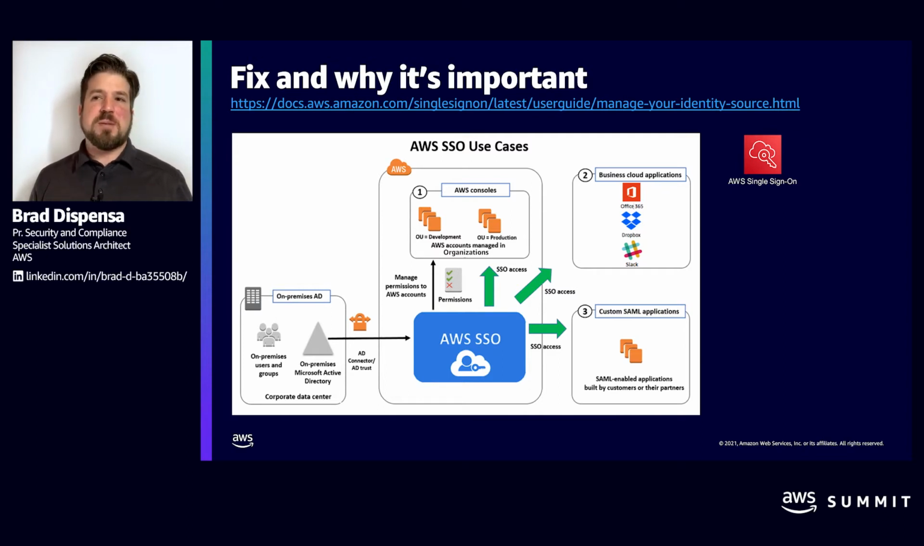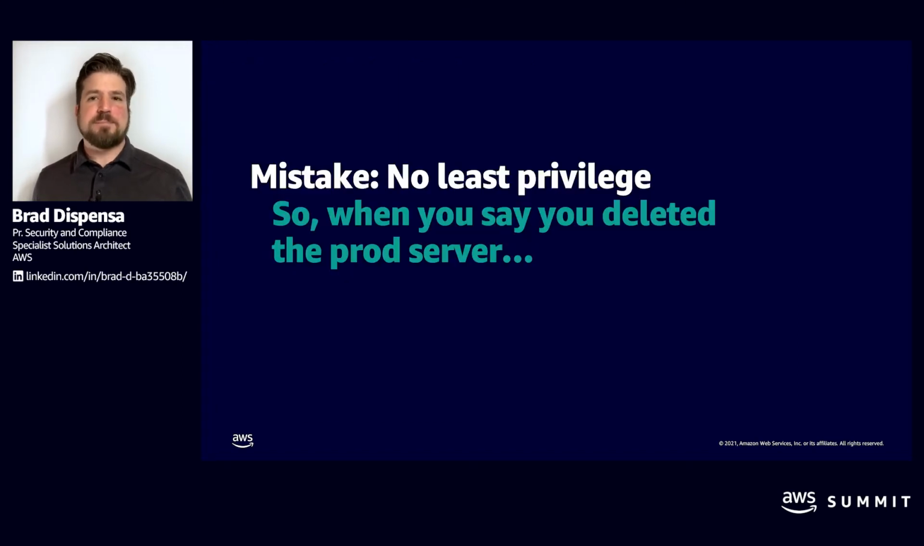The blog post and documentation that I'm providing here gives you a walkthrough on how to integrate your identity provider with AWS SSO, that will allow you to not only have access to AWS resources, but also single sign-on access to other resources like Office 365, Dropbox, or even Slack.